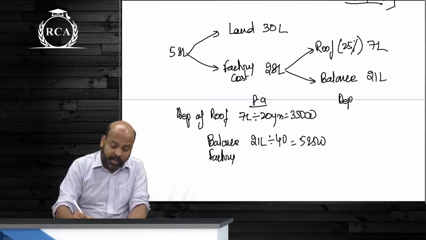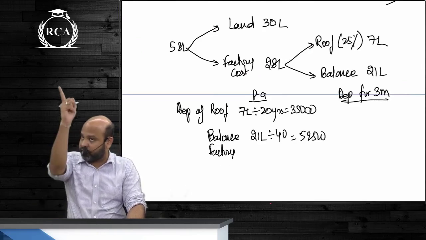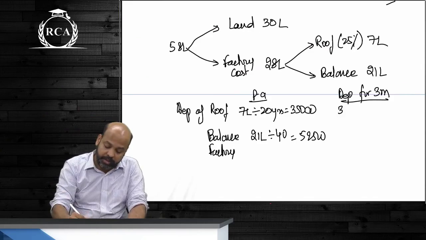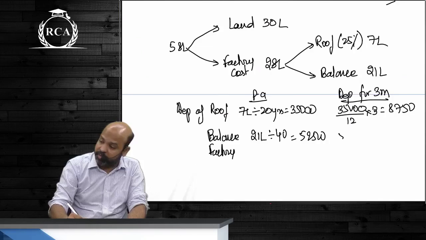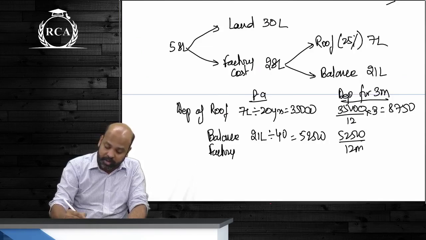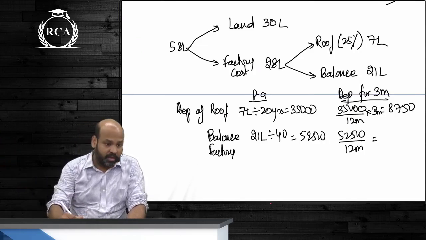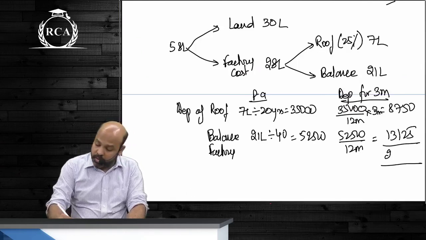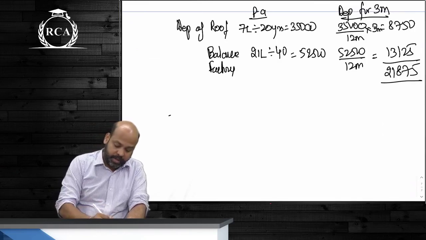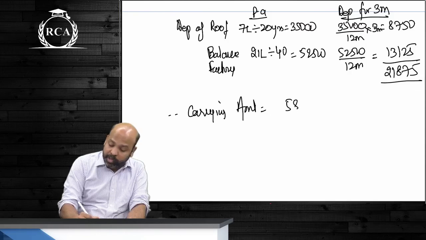But we are not depreciating for 1 year. We are depreciating for 3 months, sir, from 1st Jan to 31st March. 35,000 divided by 12 into 3 is 8,750. 52,500 divided by 12 months per annum, so for 3 months how much? Put together, 21,875. Therefore the carrying amount, guys, is the 58 lakhs total amount that we have incurred minus 21,875.